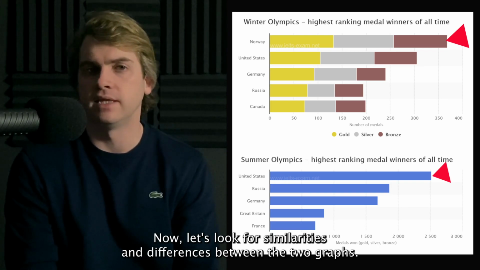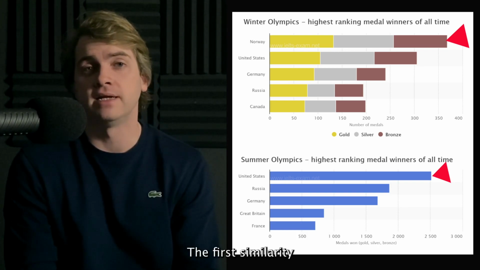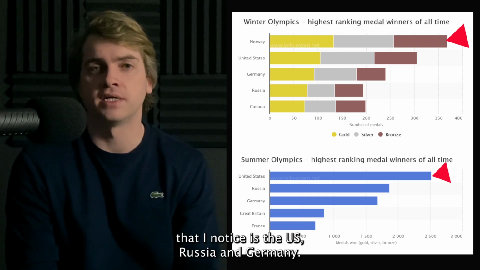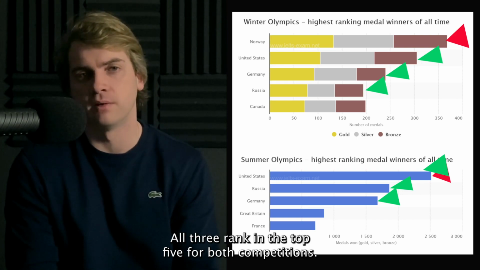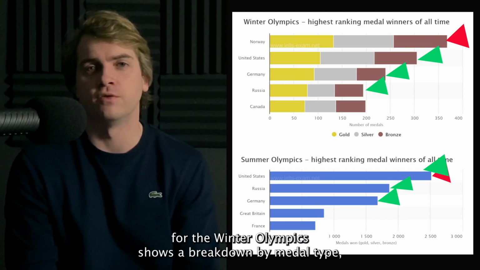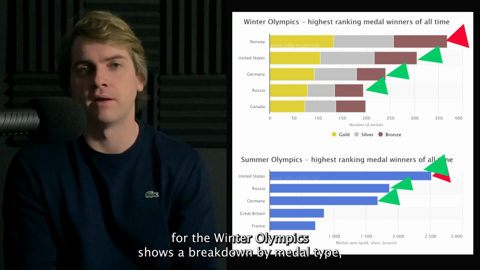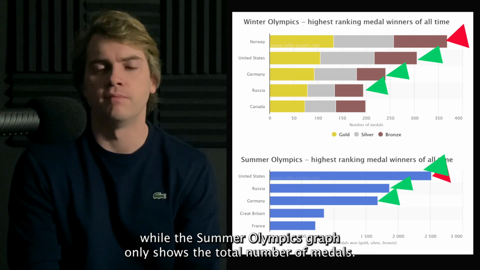Now let's look for similarities and differences between the 2 graphs. The first similarity that I notice is the US, Russia, and Germany, all 3 rank in the top 5 for both competitions. The first difference I notice is that the graph for the Winter Olympics shows a breakdown by medal type, while the Summer Olympics graph only shows the total number of medals.